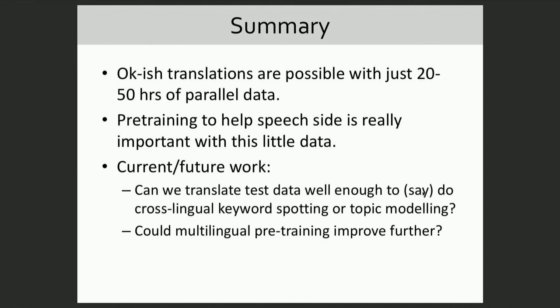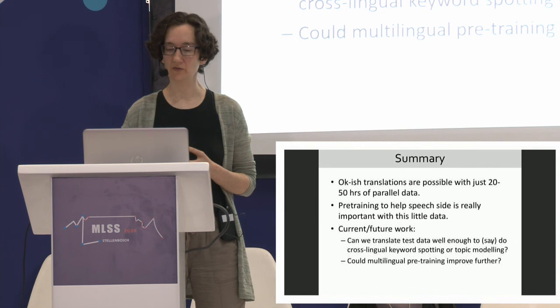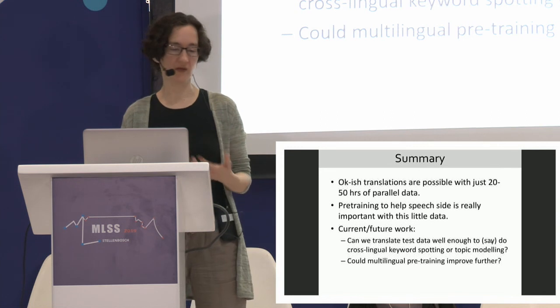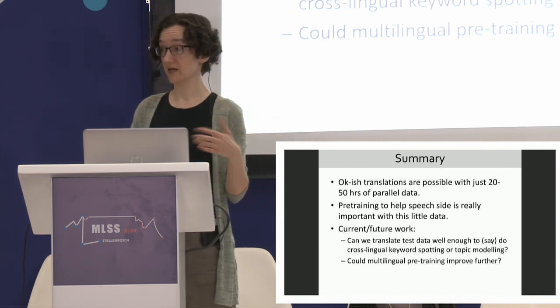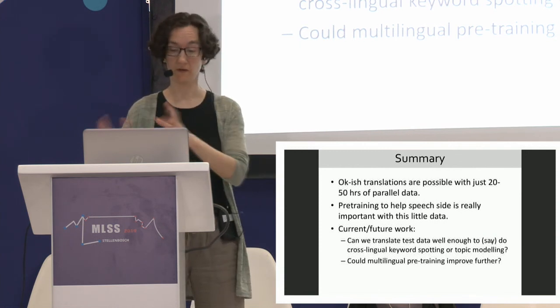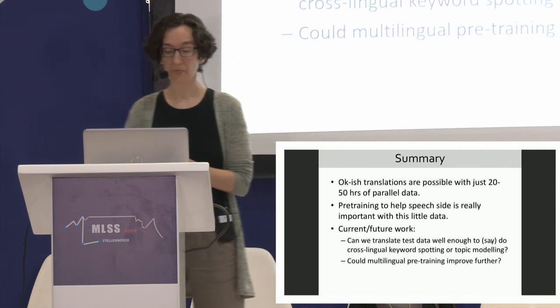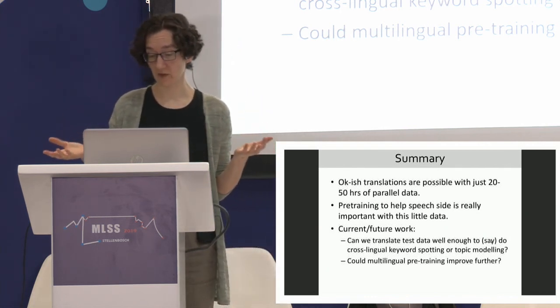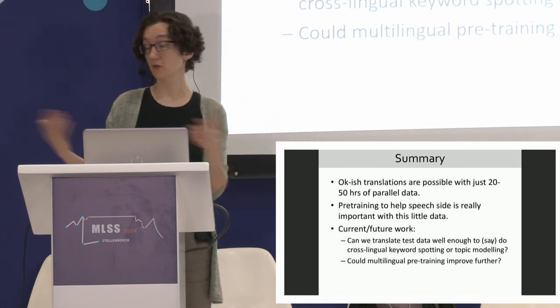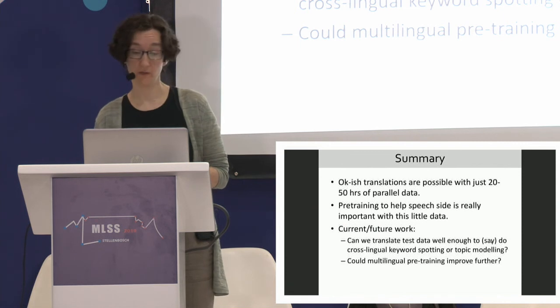But I think there's also a lot of nice ideas here for current work that we're already doing, as well as future work. So at the moment, my student Samir Bansal, who is doing this work, is also looking at whether the quality of translations is good enough to maybe do something like a cross-lingual version of the keyword spotting task that I talked about, or maybe some kind of topic modeling or other sort of document clustering in the target low-resource language. And then another obvious question, given that the previous part was about multilingual training and we only used one language for pre-training here, is could we improve things further by doing multilingual pre-training?